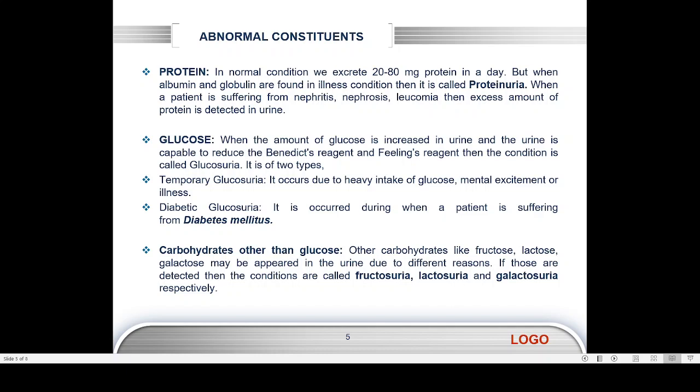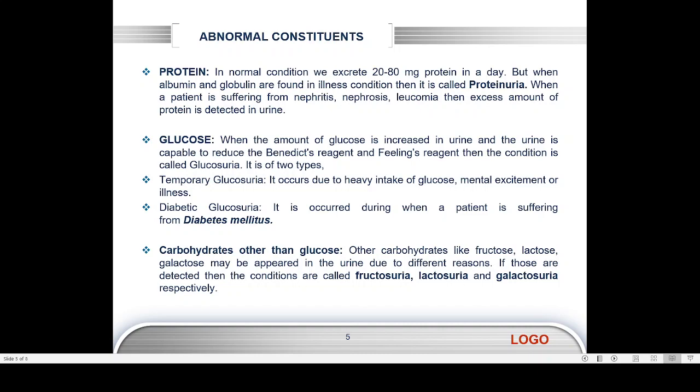So here we have taken one substance, protein, and a second substance, glucose. Now coming to the third substance: glucose is also a carbohydrate, one kind of carbohydrate. Other than glucose, we can have fructose, lactose, and galactose. These are all monosaccharide sugars, simple sugars. If fructose is present in urine, it is fructosuria. If galactose is present in urine, it is galactosuria. If lactose is present, it is lactosuria. So that is how different terms are used. Basically, it is the name of the sugar plus urea, so fructose plus urea, fructosuria.